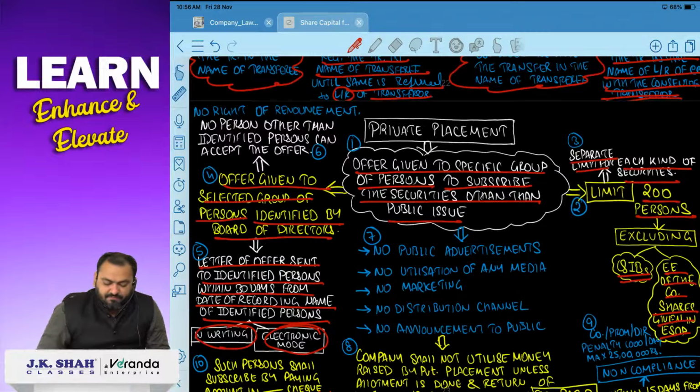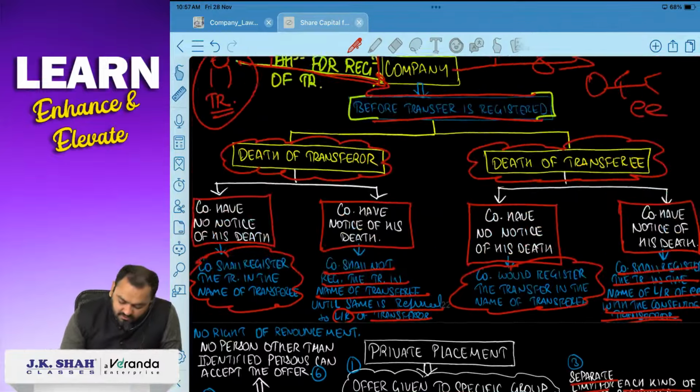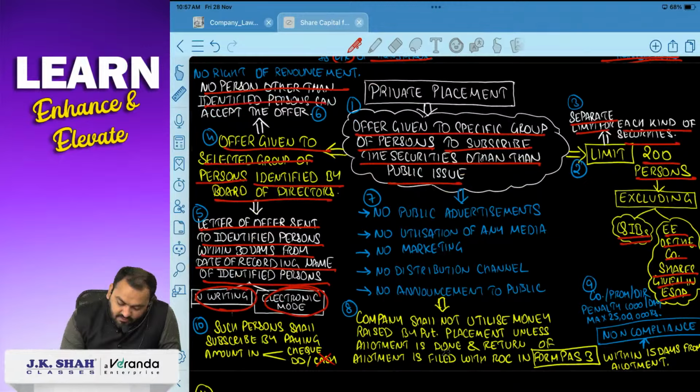Sixth point. No person other than the identified person can accept the offer. The offer is made to a specific group of people. Only those people can accept the offer, no one else.